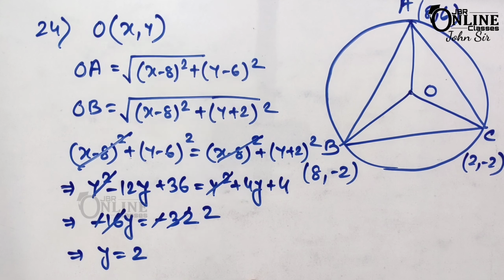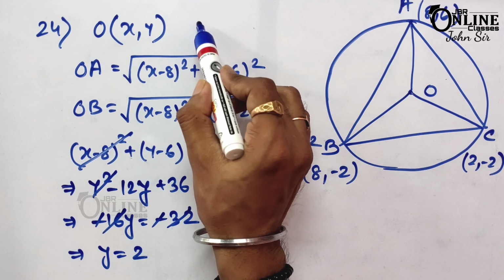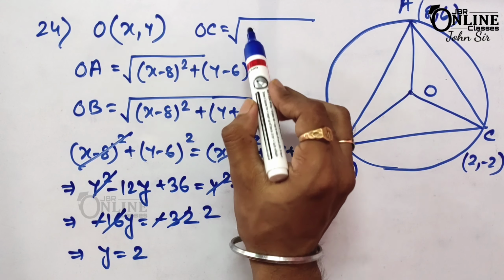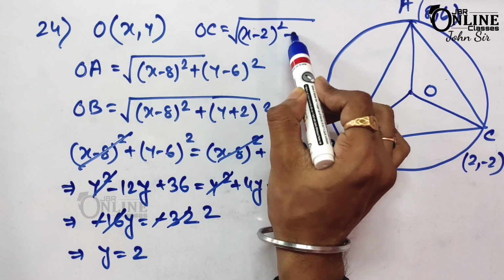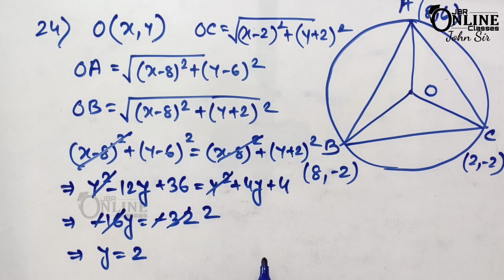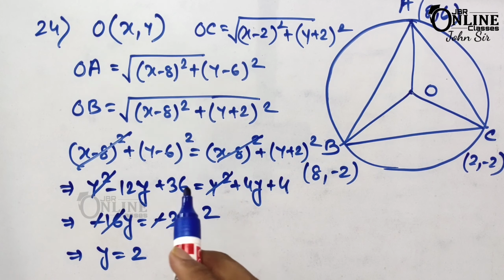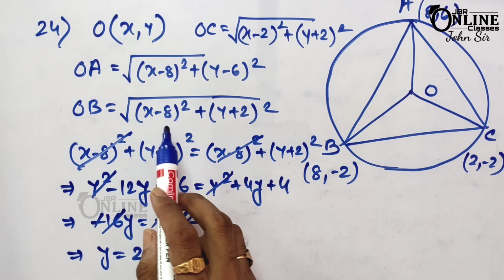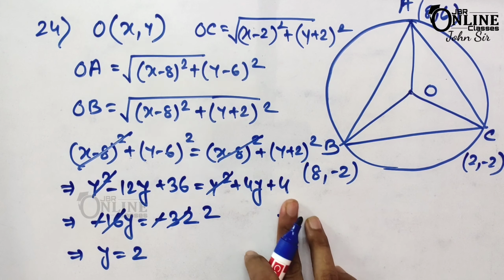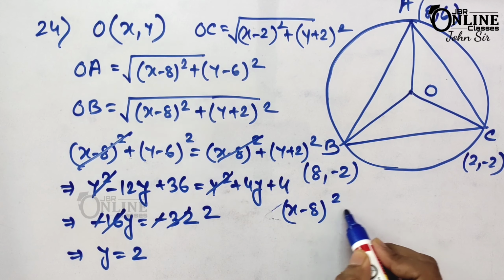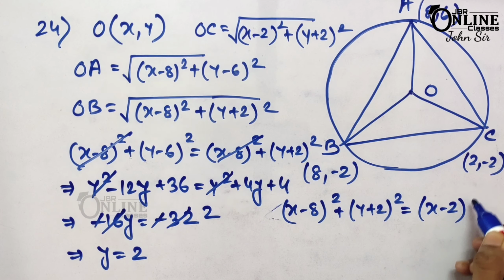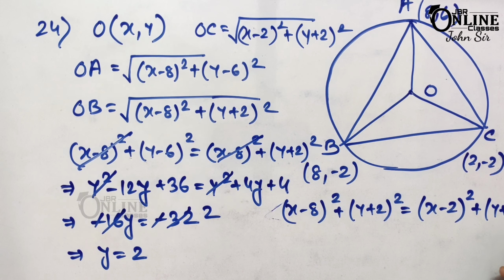Now similarly, first you have to find out OC also. So in that case OC equals root over (x minus 2) whole square plus (y plus 2) whole square. Now here also OB is equal to OC, that means OB square equals OC square. So you can write (x minus 8) whole square plus (y plus 2) whole square, and also (x minus 2) whole square plus (y plus 2) whole square.